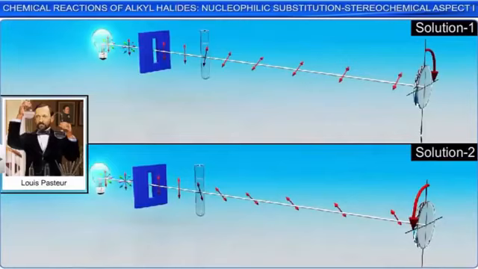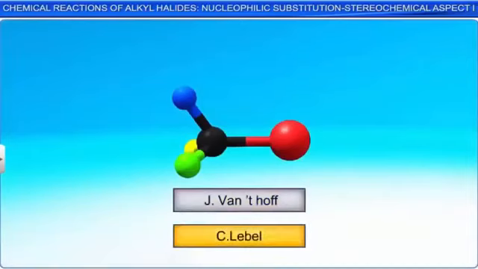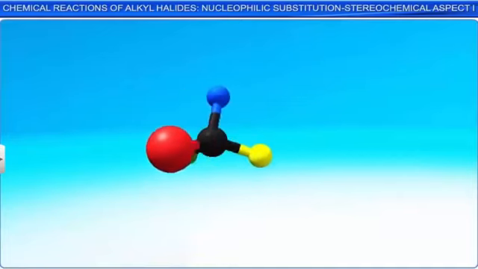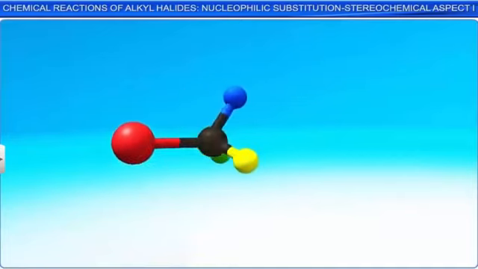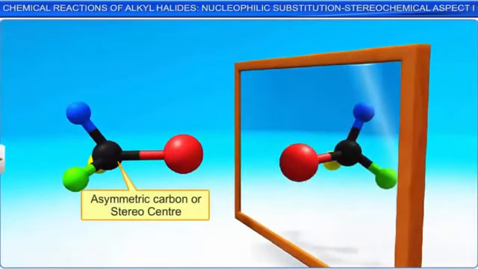Later, a Dutch scientist, J. van 't Hoff, and a French scientist, C. Lebel, independently argued that if all the four substituents or groups attached to the central carbon atom are different, then such a carbon is said to be an asymmetric carbon or stereocenter. The resulting molecule is said to be an asymmetric molecule. This asymmetry of the molecule is responsible for optical activity.